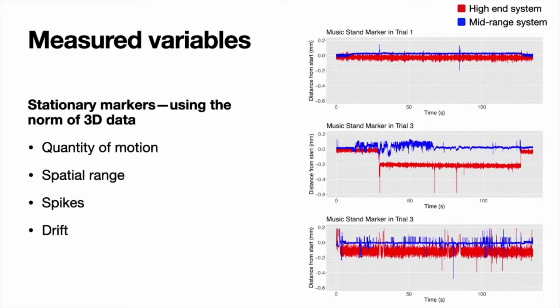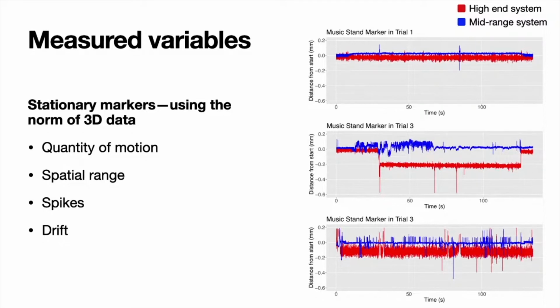You'll notice that there's a small degree of noise in all of the signals, and there are also what we could call instantaneous spikes. For example, in the top plot for the mid-range system in blue, there are a couple of these spikes. And in the middle plot, for the high-end system in red, there's a small jump around 35 seconds, where the position of the marker changes very slightly and continues in the new location for a period of time and then goes back to its original location. So we observed some different types of noise here.